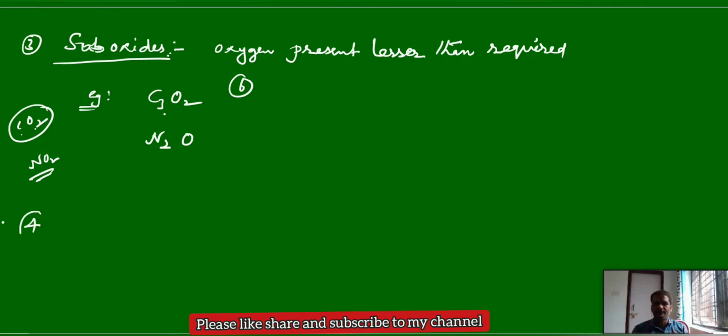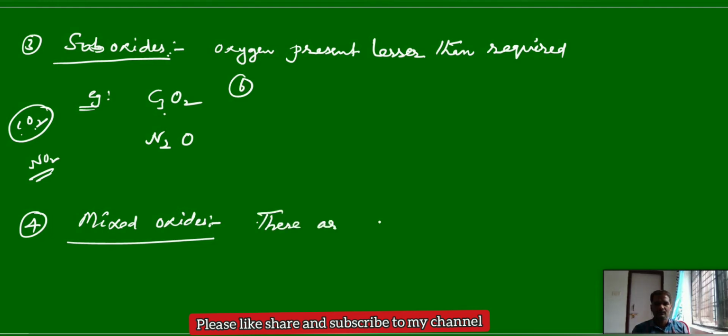Next, the fourth type based on the content, mixed oxides. Generally mixed oxides are made up of a combination of 2 simple oxides or 2 normal oxides. These are made up of two or more simple oxides.